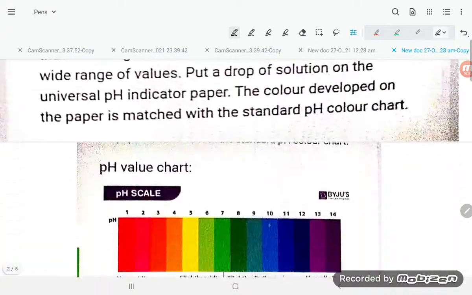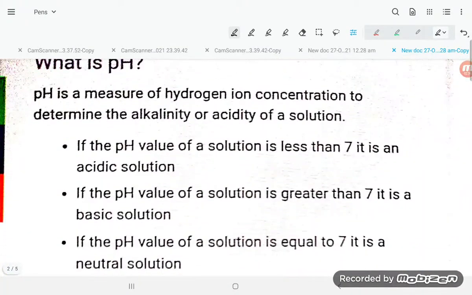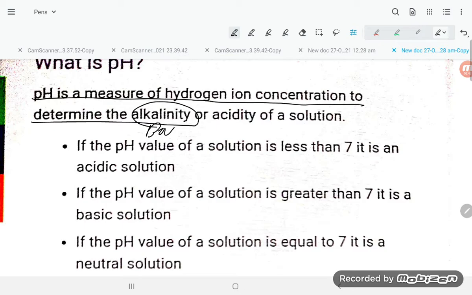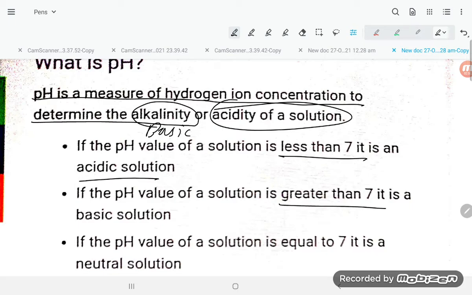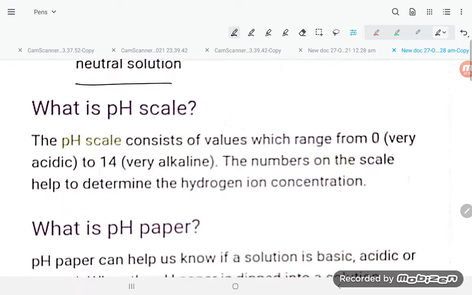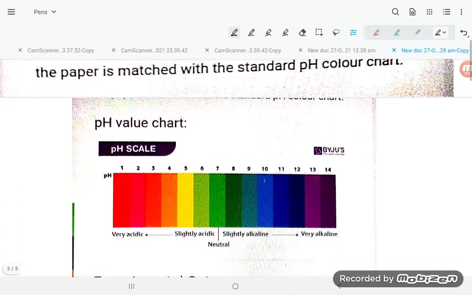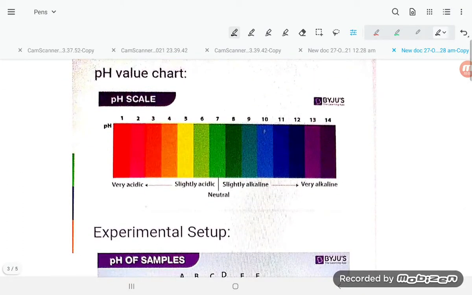Now see, students, first of all you should know what pH is. pH is a measure of the hydrogen ion concentration to determine the alkalinity, that is basic, or acidic nature of a solution. If the pH is less than 7, it will be acidic, greater than 7 basic, and equal to 7 a neutral solution. That is very simple.